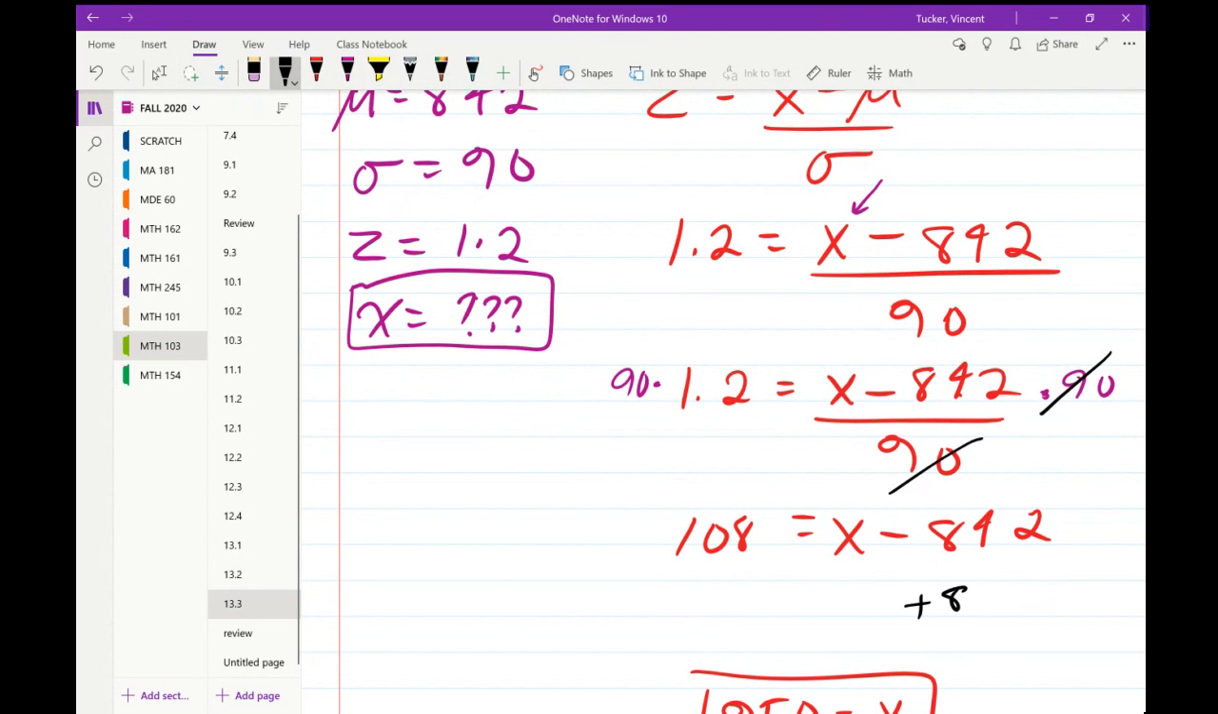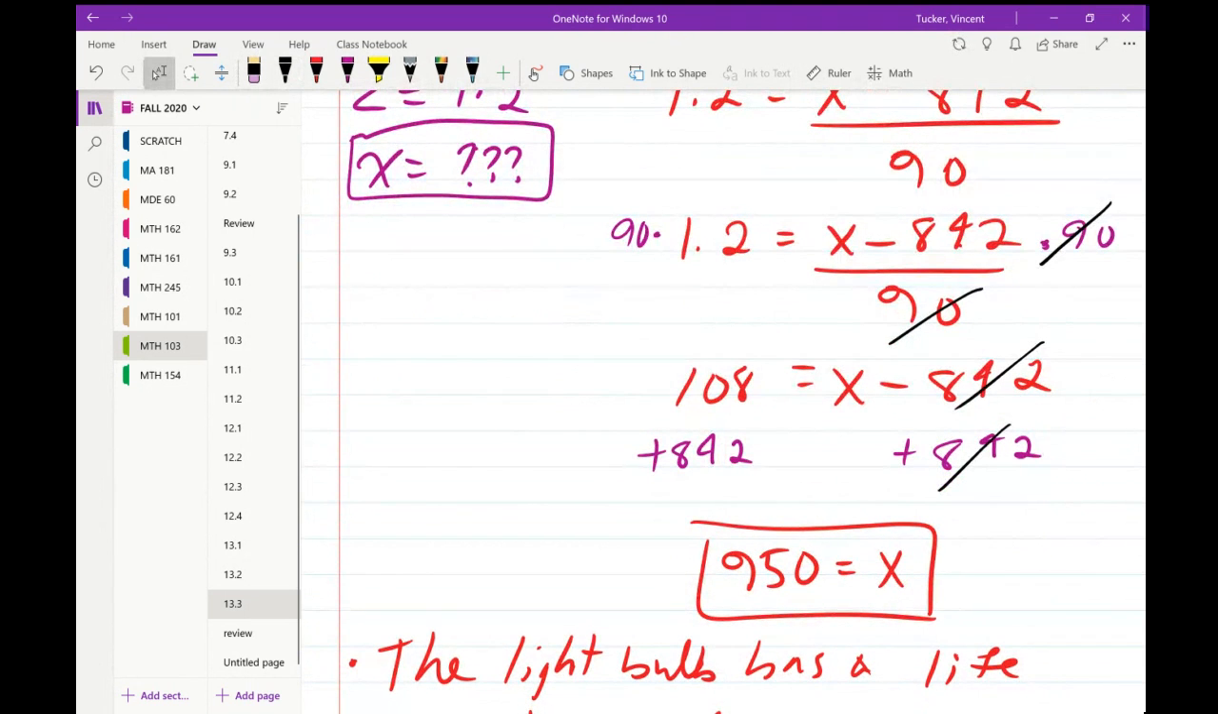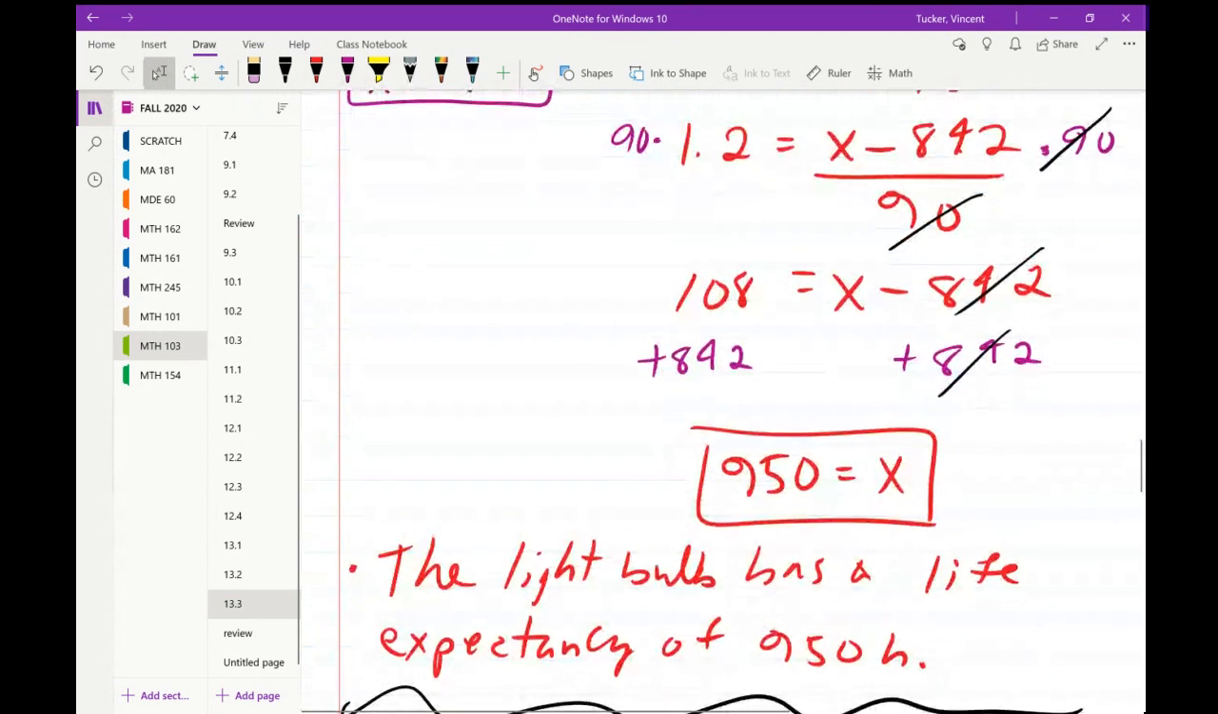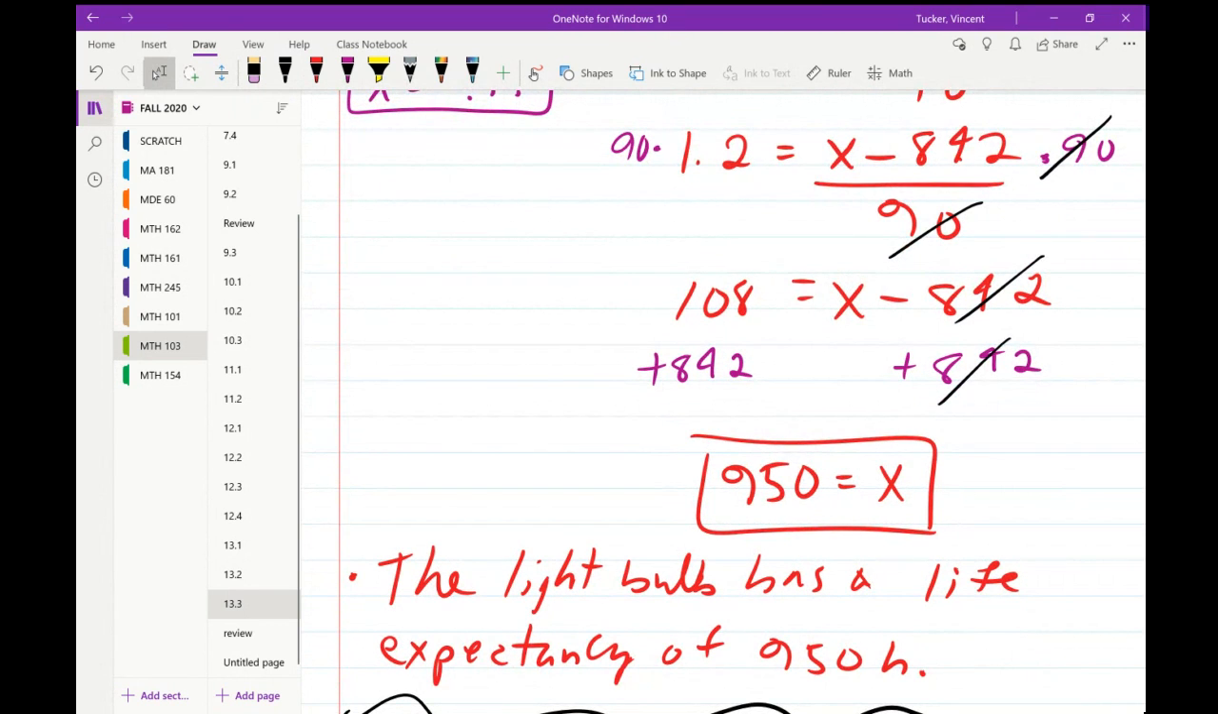Then I will add 842 to both sides. On the right, 842 cancels, and that leaves me with 950 on the left. So x is equal to 950. And so that means the light bulb has a life expectancy of 950 hours.